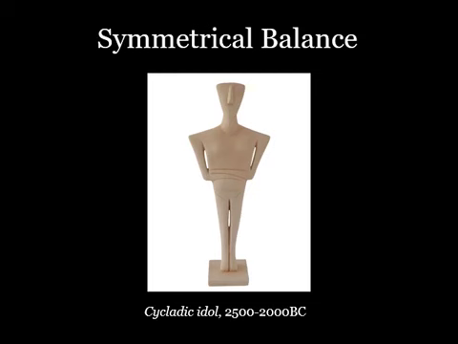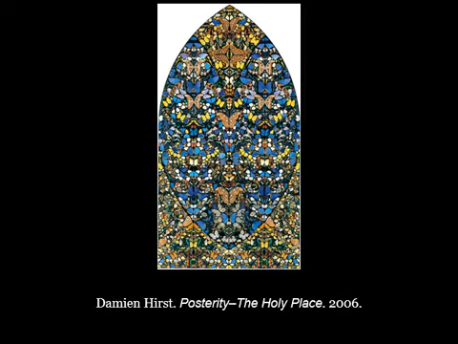We see this in sculpture, and we can also see this in collage and painting. Here we have an example of perfect symmetry, Damien Hirst's The Holy Place. This particular work was made by the artist using butterfly wings. These were actual real butterfly wings that were sourced from a local farm that raised butterflies, and he used them to create this perfectly matched work.